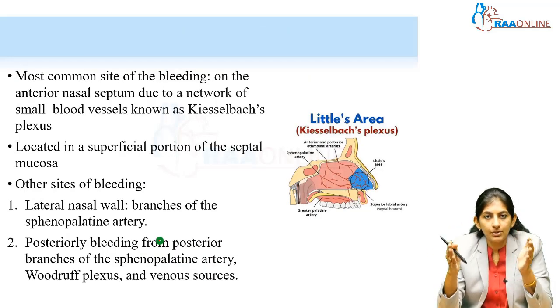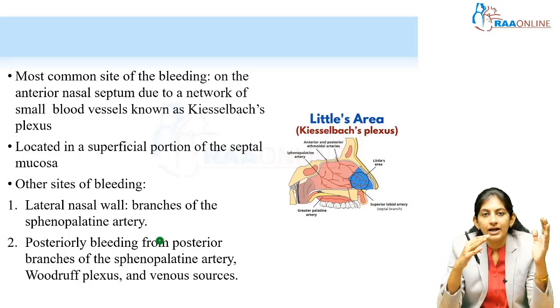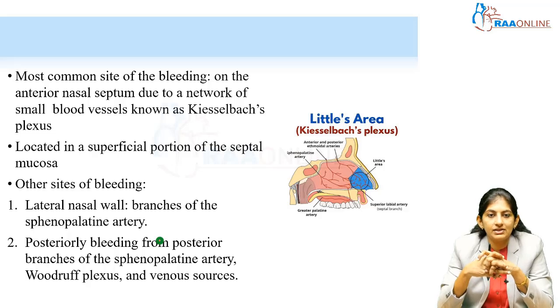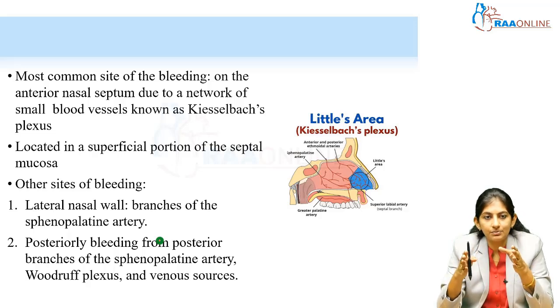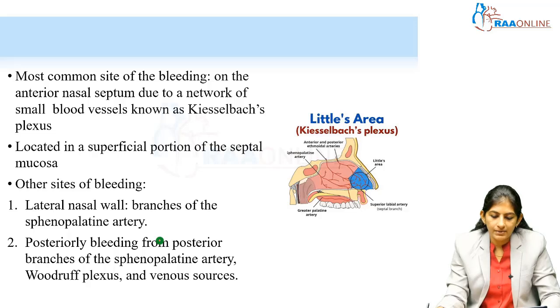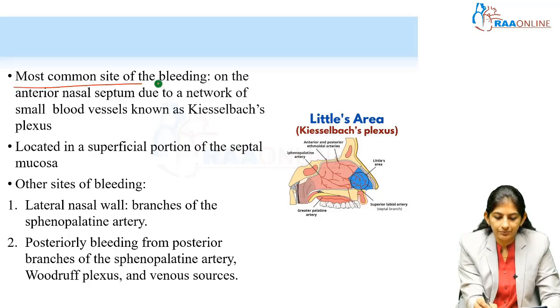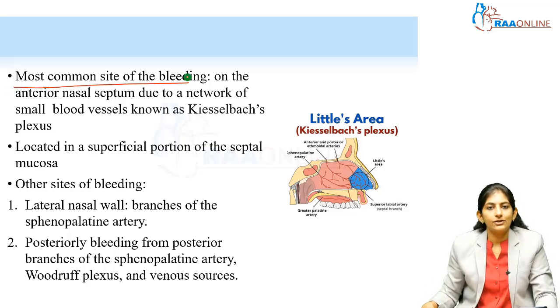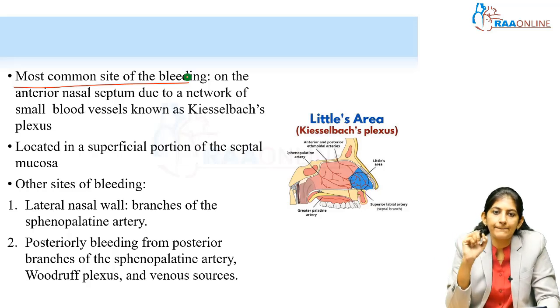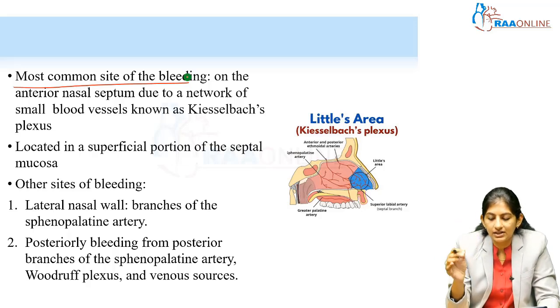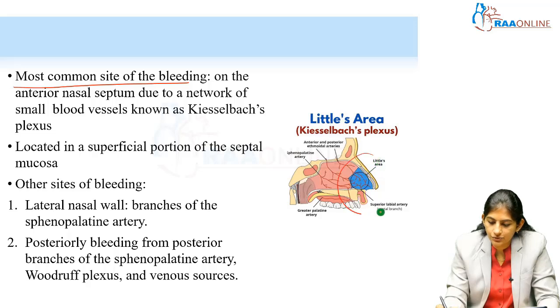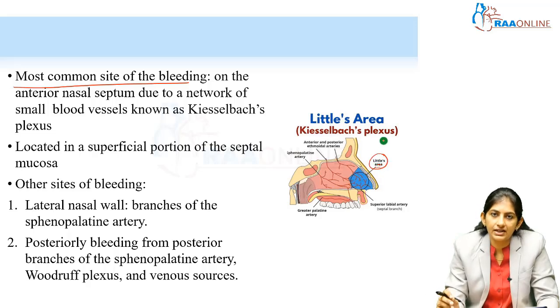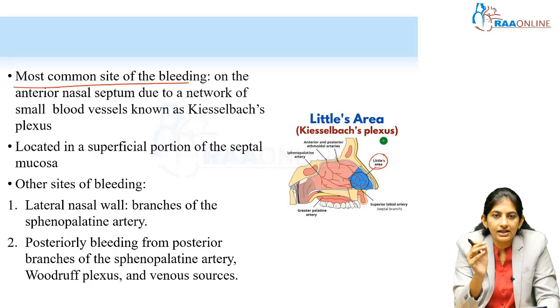We have all learnt about Little's area, where we find Kesselbach's plexus, from our pre-final year of MBBS, isn't it? This Kesselbach's plexus is the most common site of bleeding that we see in epistaxis, and this is found in the anterior nasal septum. So this is Little's area. Okay, so what is marked here? This is Little's area, found on the anterior nasal septum.